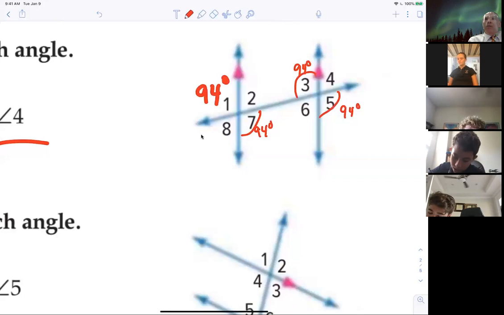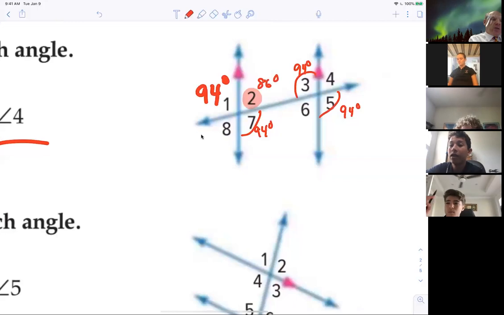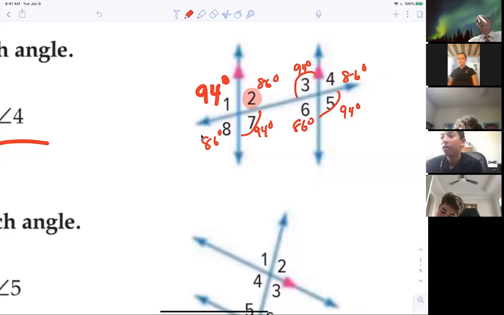94 degrees, and all of them are congruent. Now, what are all the even numbers going to be? How much? 86 degrees, 86 degrees, 86 degrees, 86 degrees. All right, that's easy, very easy.